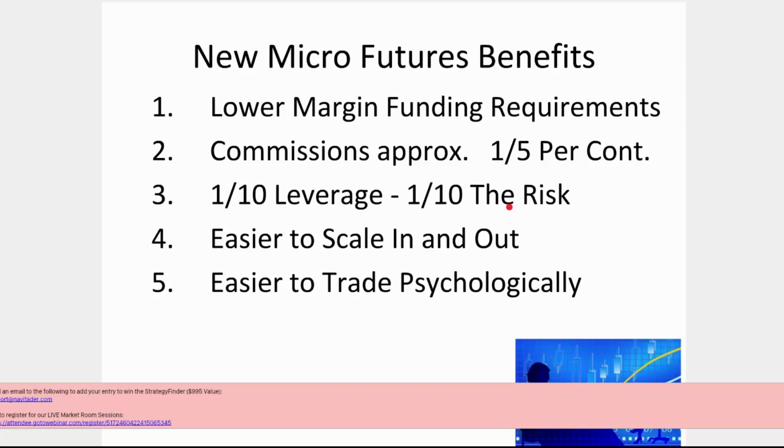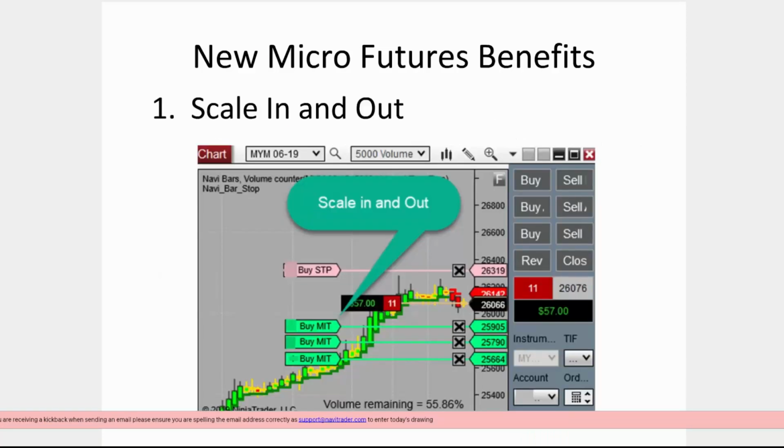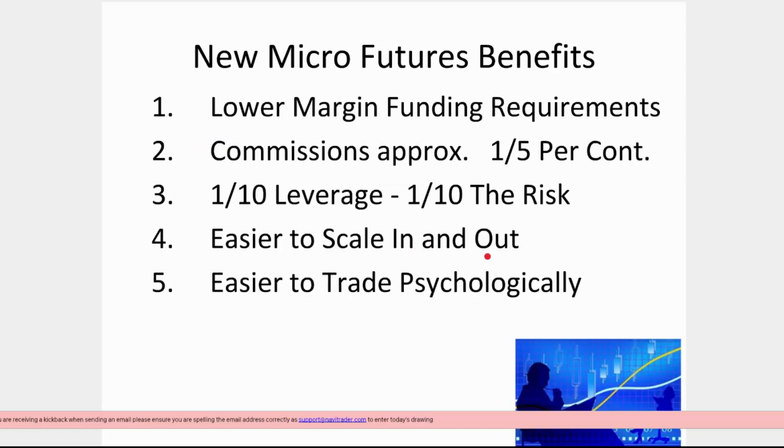All right, so micro futures, 1/10 the leverage, also 1/10 the risk. But again, don't let that get in your way. It's really a big advantage. You can get in with a small position, and then if the position's working for you, add to it. If the position's not working, get out quickly with a very small loss, or maybe, who knows, even a small gain at where you get out. But essentially, you're going in with a small position and then adding if the trade's working for you. Much easier to trade from a psychological standpoint.